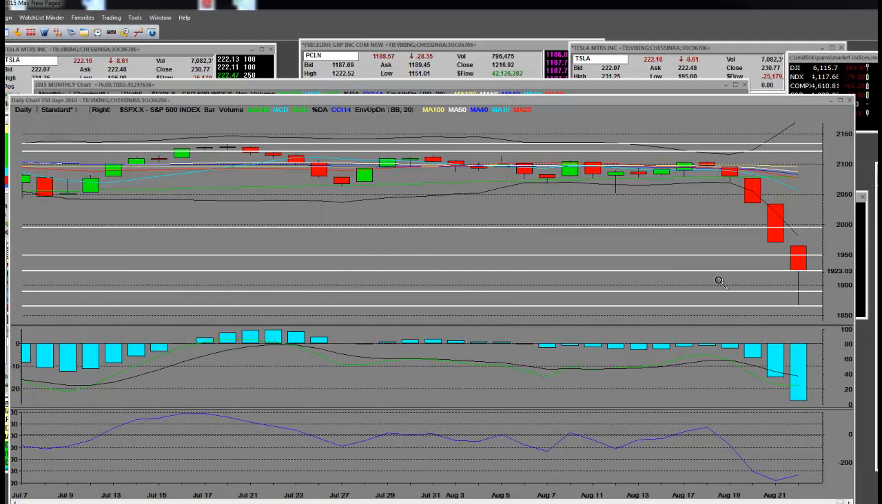This is a typical capitulation that had a greater value than any capitulation that we have seen in many years. May 6th, everybody, 2010, S&P dropped big. This one dropped even bigger.